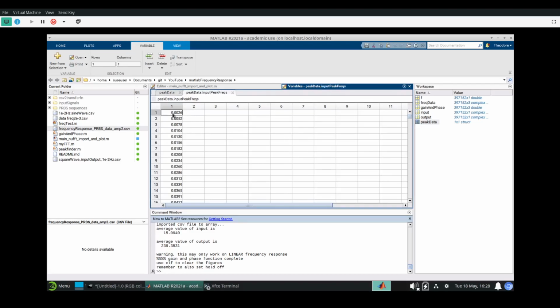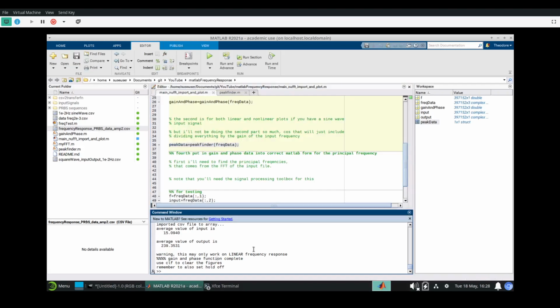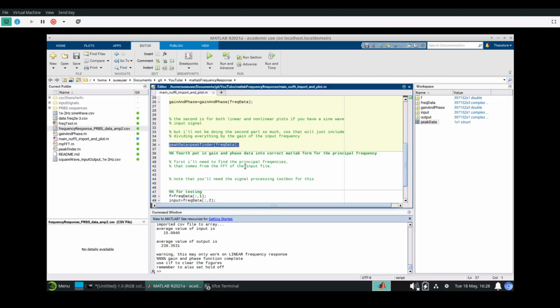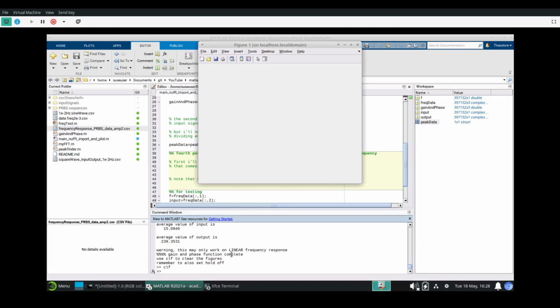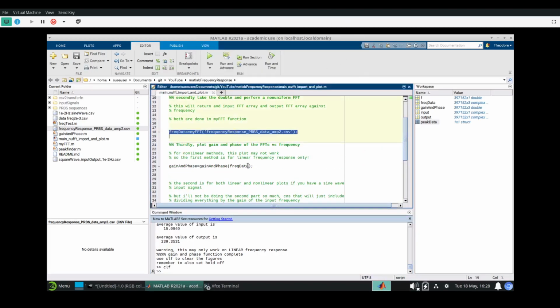Let me show you what the data looks like in the Fourier, the frequency domain first. Remember, I have time domain data. This is time domain data using a PRBS, or pseudo random binary sequence, which means I'm testing multiple frequencies at once. That's basically the long and short of it.